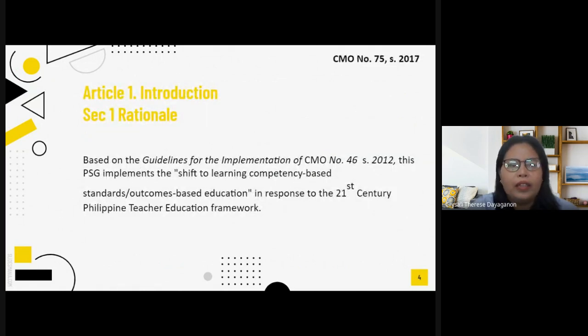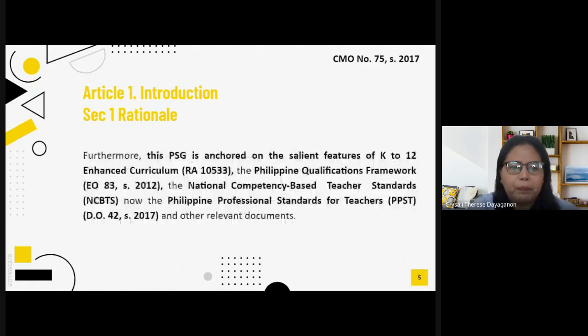Based on the guidelines for the implementation of CMO number 46 series of 2012, this PSG implements the shift to learning competency-based standards or outcomes-based education in response to the 21st century Philippine teacher education framework. Furthermore, this PSG is anchored on the salient features of the K-12 enhanced curriculum, the Philippine qualifications framework, the national competency-based teacher standards, now the Philippine professional standards for teachers, and other relevant documents.